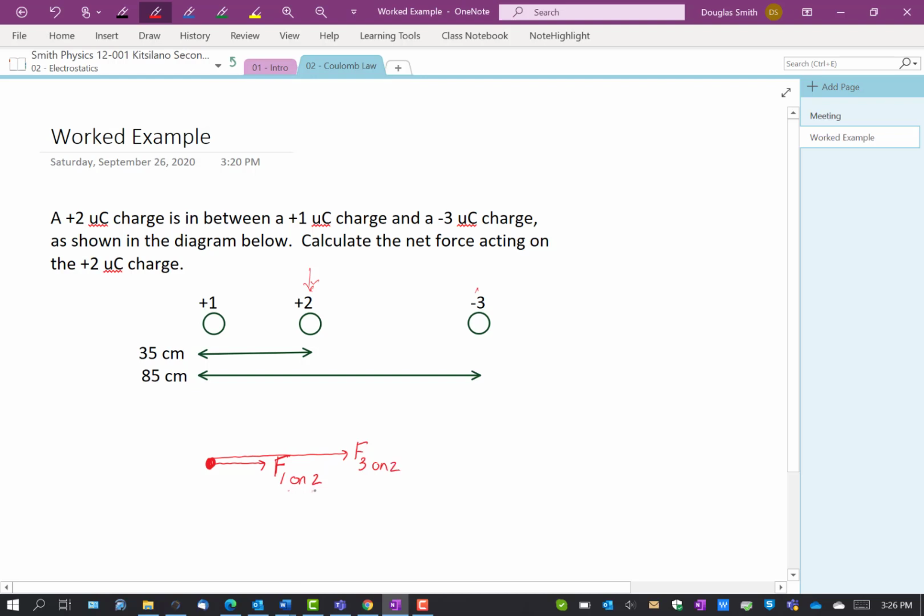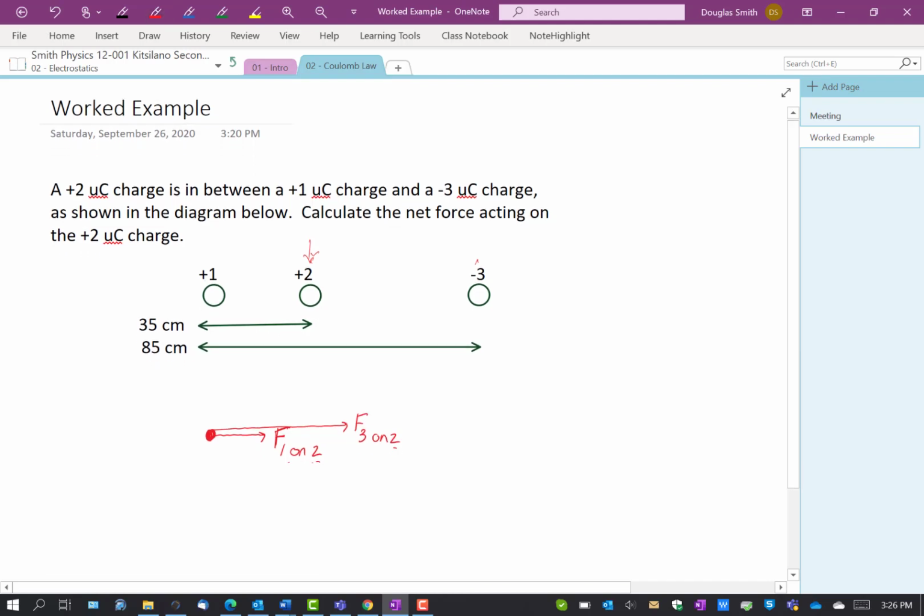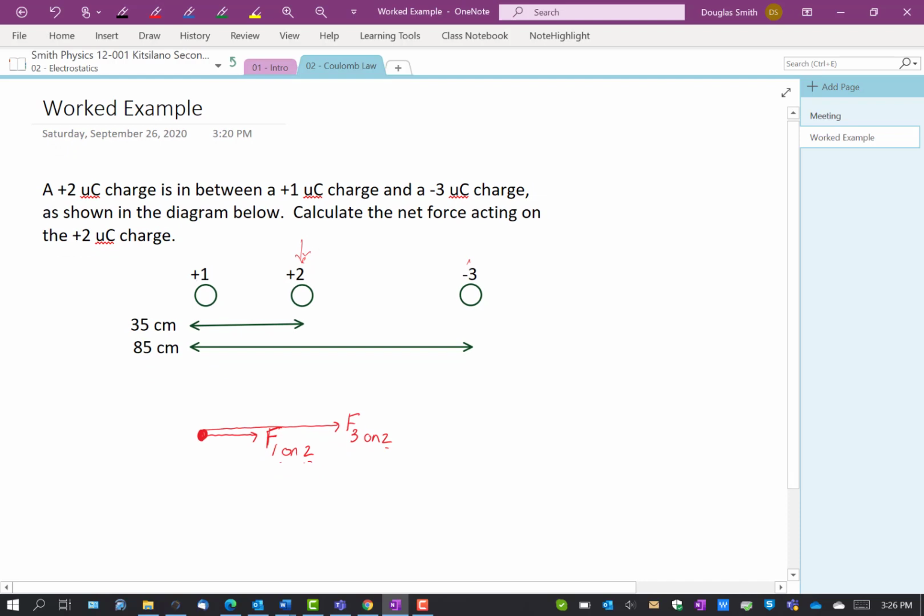And I think if you write the subscripts like that, that would really help you clarify what force is acting on what and in what direction they are. So you'll notice it's on 2, because I'm looking for the forces acting on charge 2. Okay, so at this point, we'll calculate these two forces, and then we'll add. This is going to be a pretty easy one because we just add them together. There's no complicated vector stuff going on. They're vectors, it's just they're simple vectors.